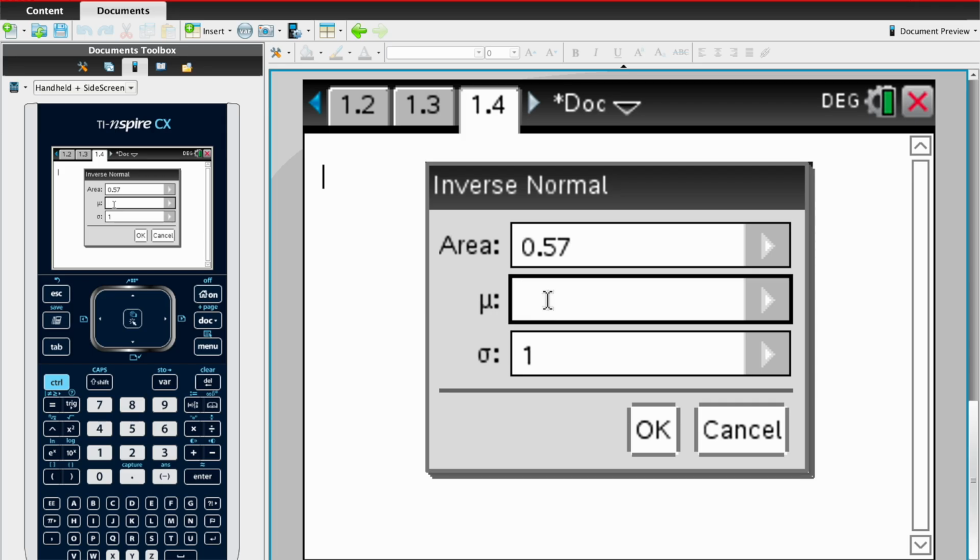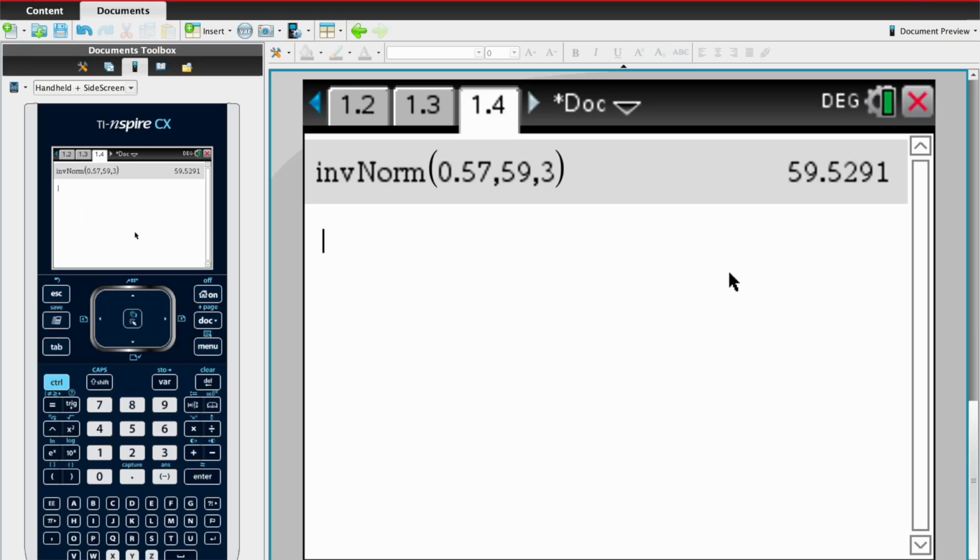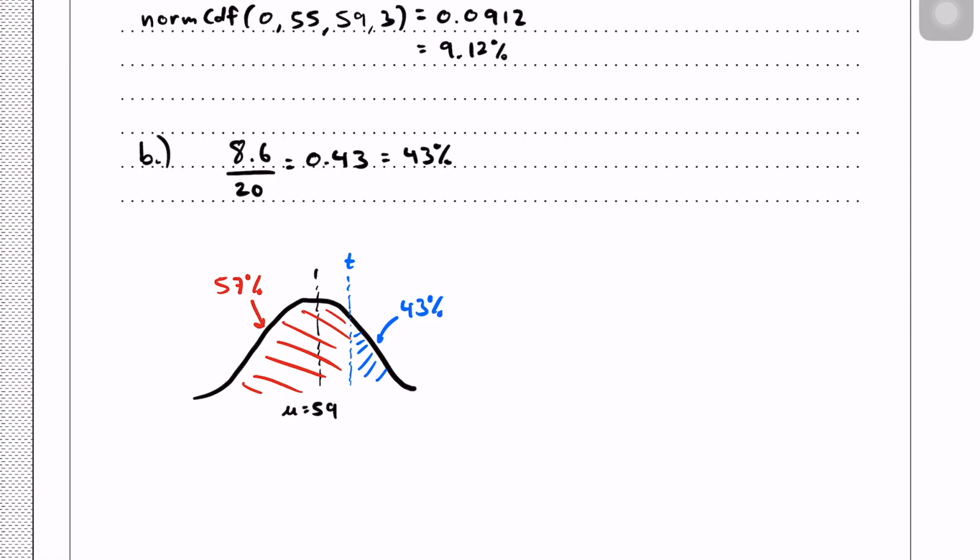Mean, once again, is 59. Standard deviation is equal to 3. Let's find that cutoff point. In this case, it is 59.529 or 59.5 seconds. So let's write that out.